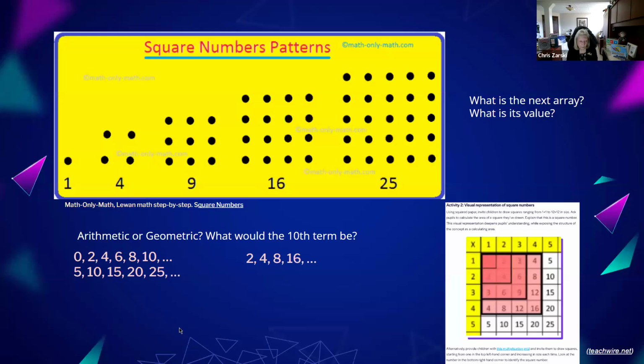So examples of square number patterns, we talk about arithmetic or geometric. We look at sequences of numbers, and what we're seeing is, how did I get from the first number to the second number to the third number, and so on. Sometimes that first number, second number, third number are given the term of the sequence. This is the first term, it was 0. The second term, second position, is 2. The third position was 4. The fourth position or fourth term was 6, and so on.